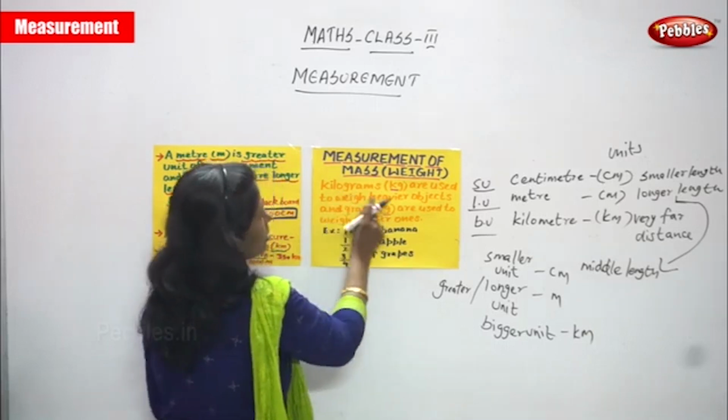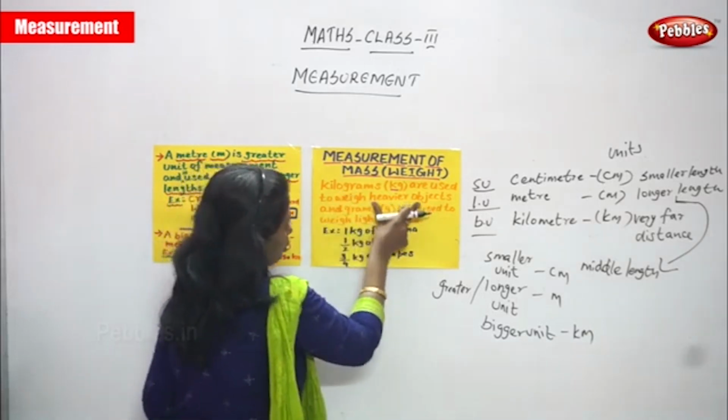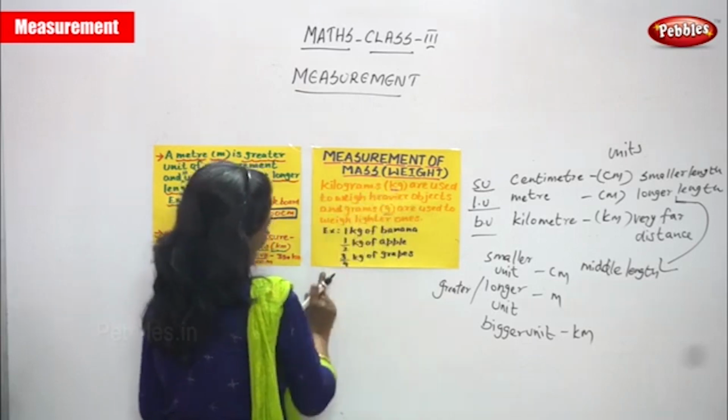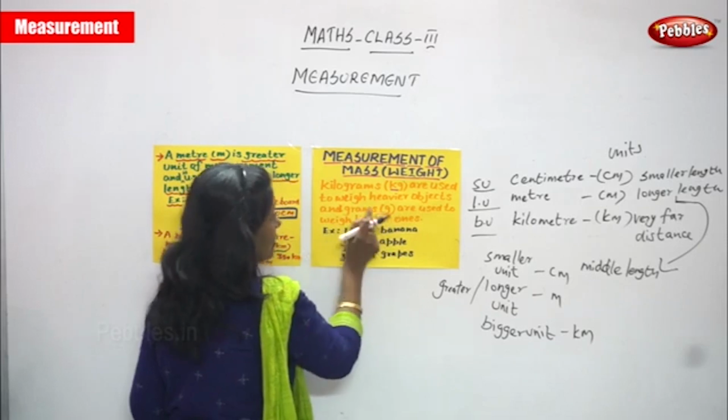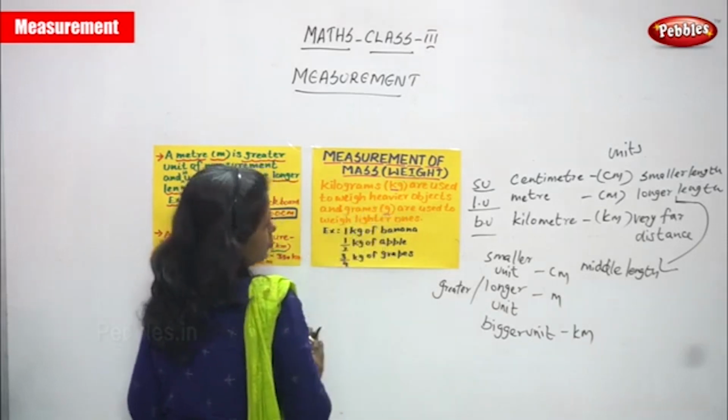So kilograms we use to measure only heavier objects. Kilogram short form is kg. And lighter objects we measure in grams. So the short form of grams is g.